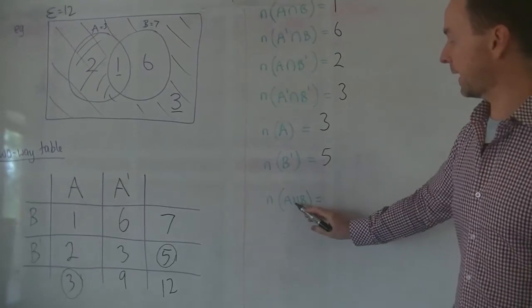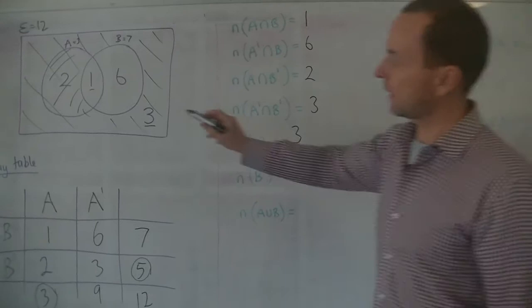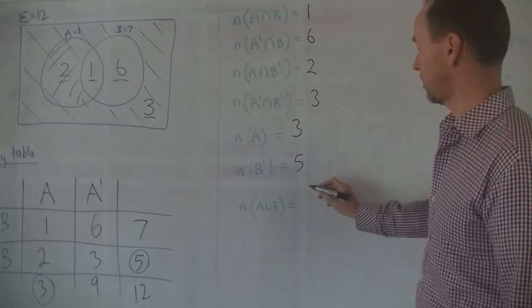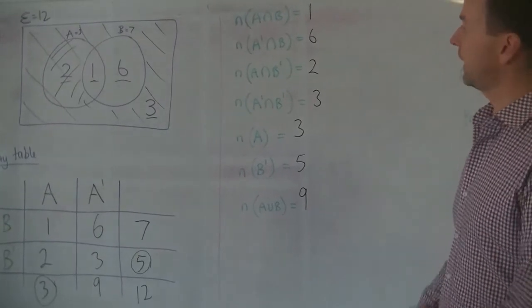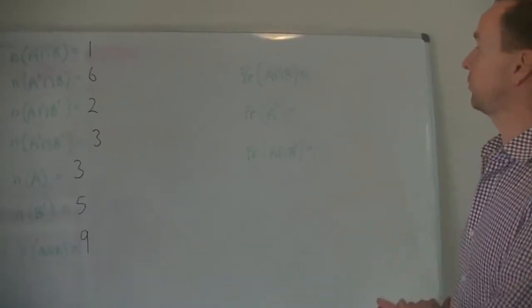Now the number in A union B. So remember, for this one, I'm just going to look up from here. We've got 2 plus 1 is 3, plus 6 is 9. And there we have it. So we've answered all those just from our two-way table and our Venn diagram.